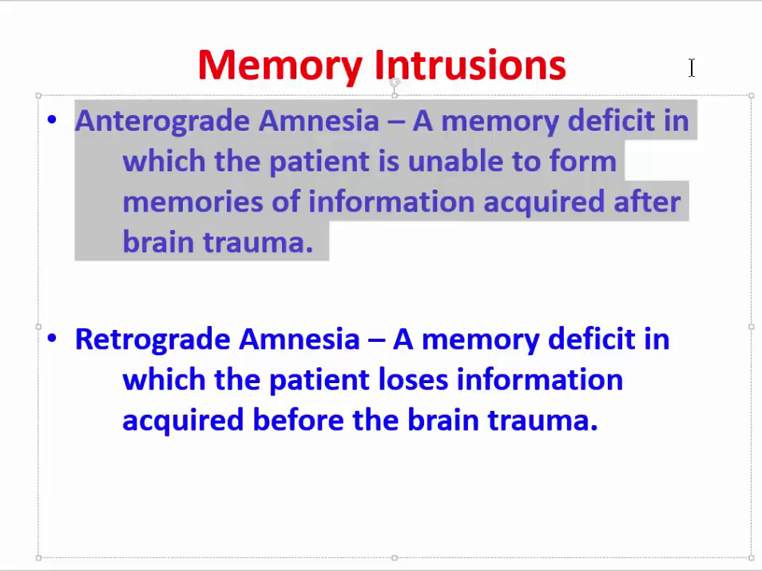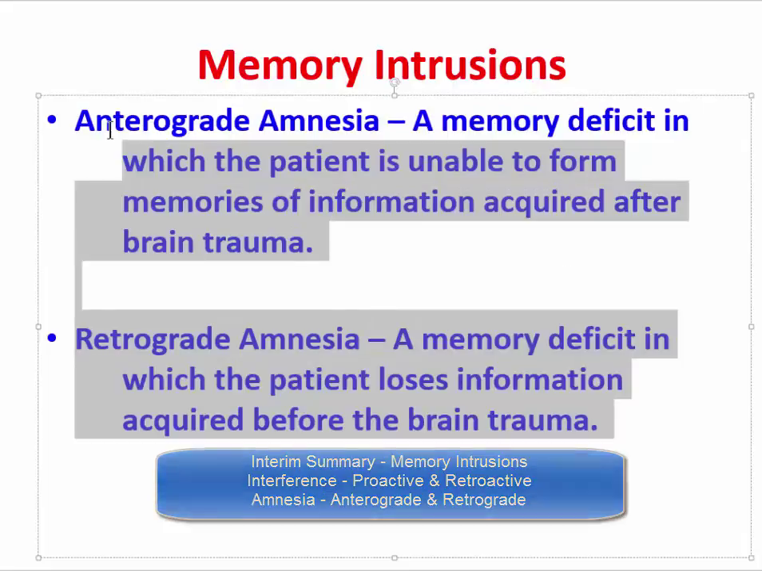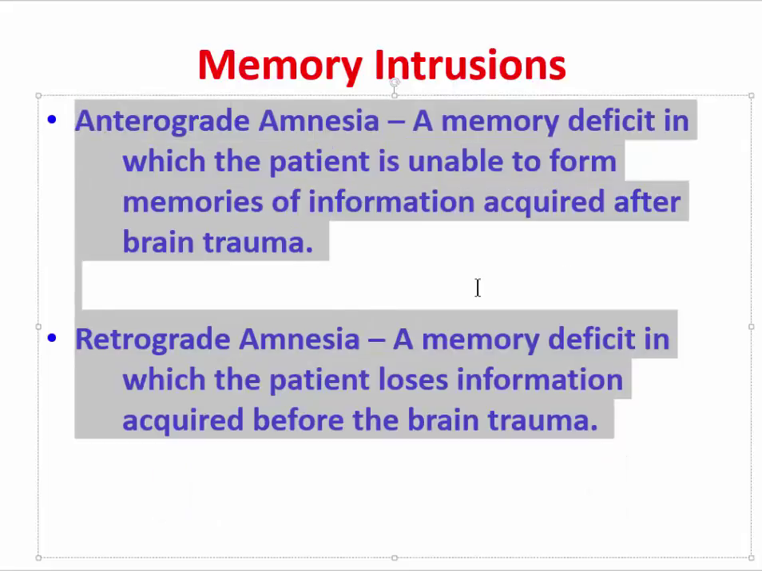So as an interim summary, we have many different varieties of memory intrusions, and these include different kinds of interference, proactive interference, retroactive interference, and we have two different varieties of amnesia, anterograde and retrograde amnesia. Contrasting those broad categories, I would like to point out that the interference is something that happens in day-to-day life all the time. By contrast, the amnesias are occurring only when we have some kind of traumatic brain injury. So that's a more specialized case.